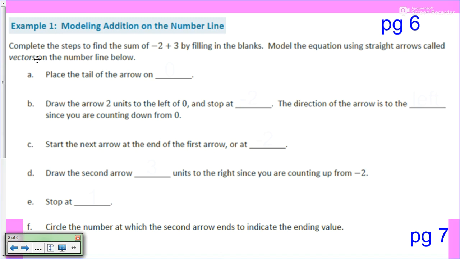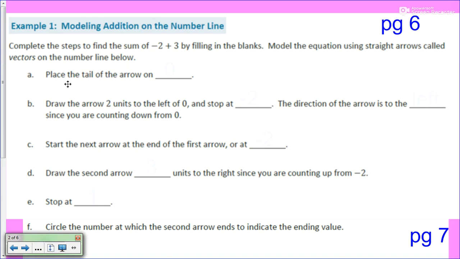Okay, our directions say complete the steps to find the sum of -2 plus 3 by filling in the blanks. Model the equation using straight arrows called vectors, there's another key vocabulary word, on the number line below. Okay, so we're first going to fill out our blanks, A through E on page 6, and then we're going to actually draw this on the number line.